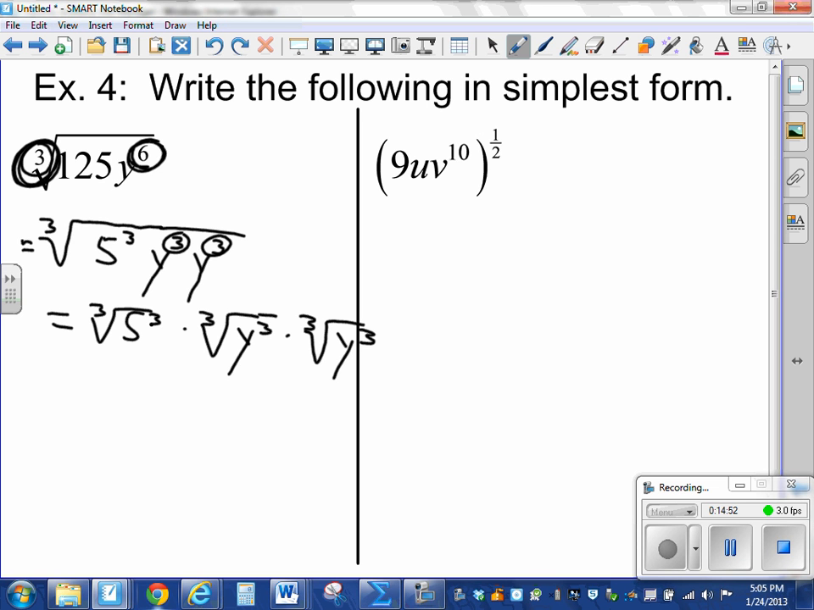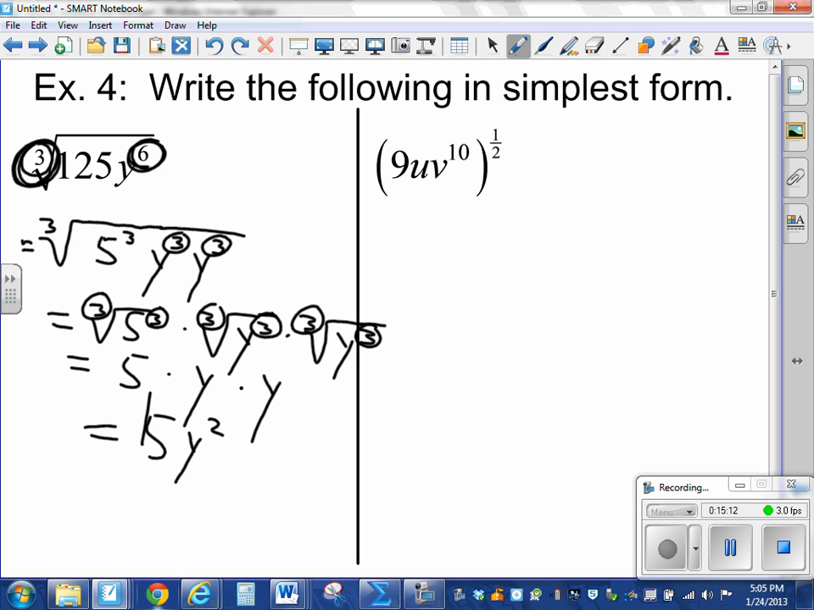Kind of spilling over, but I can erase that. These indexes match. 3 and 3, so you're just going to get a y there. 3 and 3, you're just going to get a y there. 5 times y times y is 5y squared. Wow, that went kind of funky down there. Okay, let me rewrite that. Sergey doesn't like the way that thing looked. Okay, 5y squared.